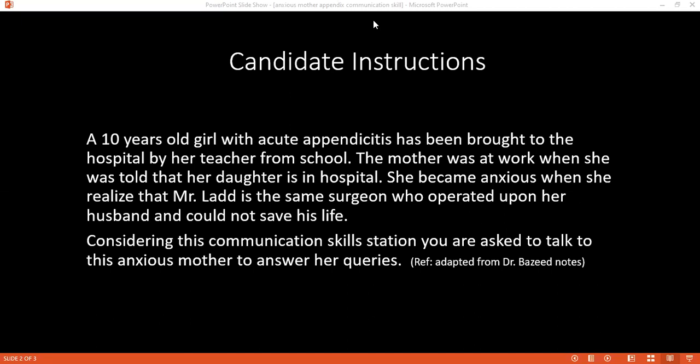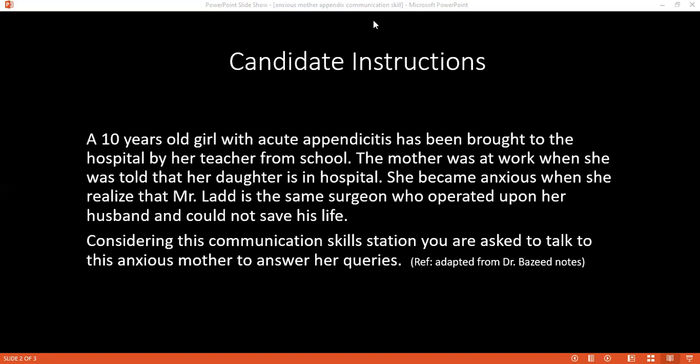Who is the surgeon? Sorry, may I know who is the surgeon? He's Mr. Ladd. Oh, Mr. Ladd. No, no, no. You know, doctor, I think he is the same person who operated on my husband a few years back. And then my husband died a few days after surgery, and he couldn't save his life. No, doctor, I'm not getting my daughter operated on by Mr. Ladd. I'm so sorry. Please arrange someone else for me.